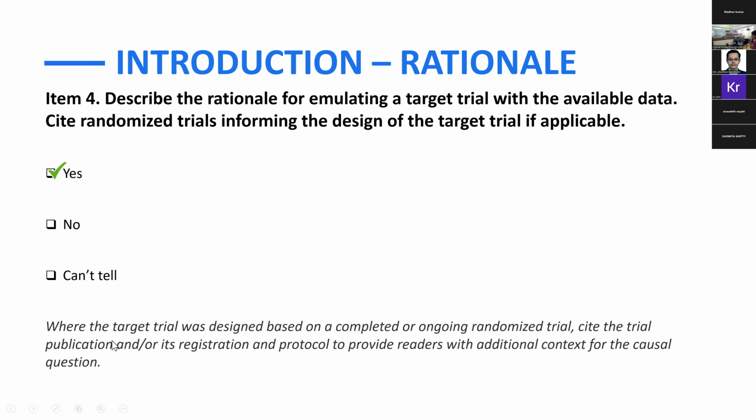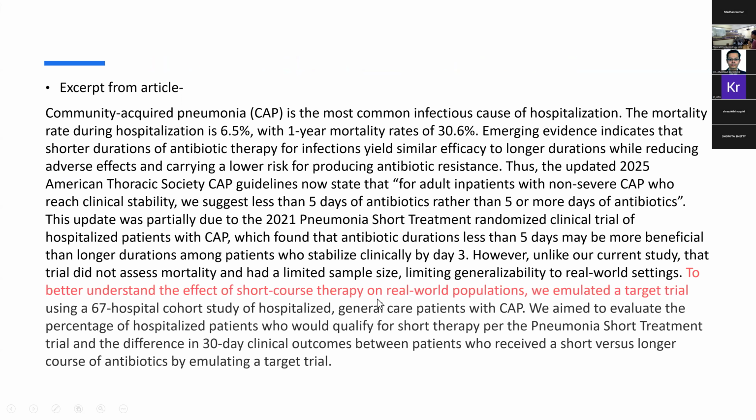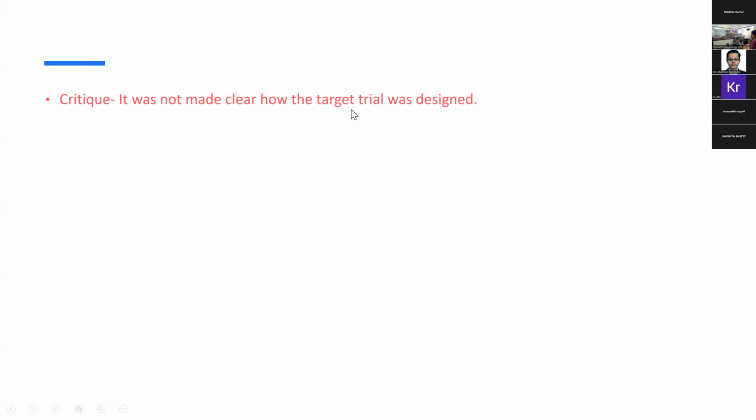Then the next thing they ask to mention is whether it was based on a completed or ongoing randomized trial. Was the hypothetical RCT that you described already based on a randomized controlled trial, or was it made for this particular study? Actually, these people made a hypothetical RCT and didn't base it on any real RCT. But one thing is, in the introduction part, they did not say how the target trial was designed. It is written only in the supplementary appendix.